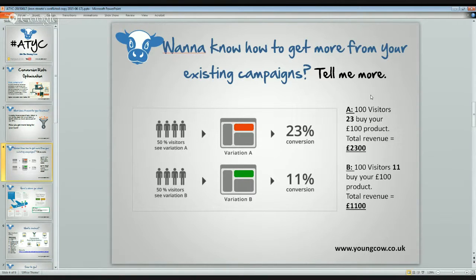Now, if you create another variation of this landing page, variation B, and you get the same amount of visitors, 100, and 11 people buy your £100 product, you get a total revenue of £1,100.